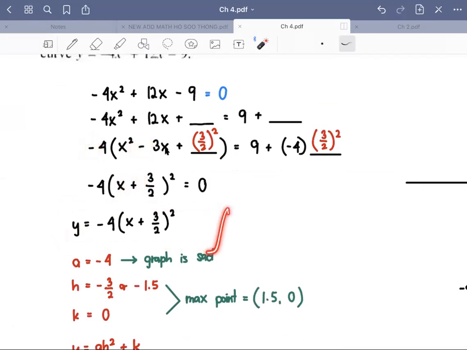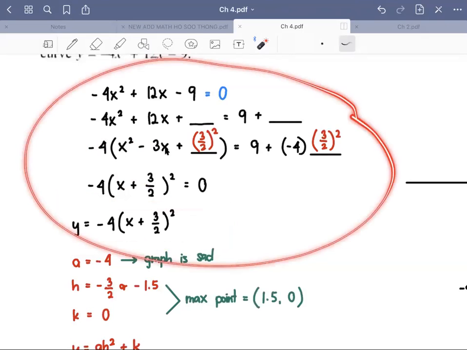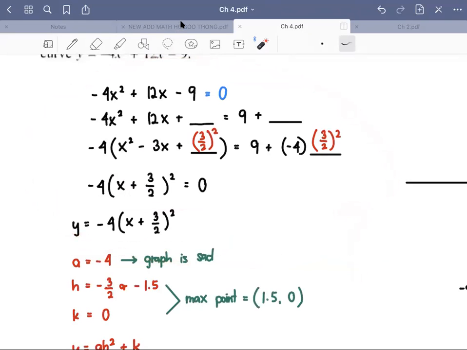Okay, so this is the completed the square form. Do you guys have any question on this part? Any question from any step, class? None? No question? Okay. All right, so from here, we have finished the completed the square form.